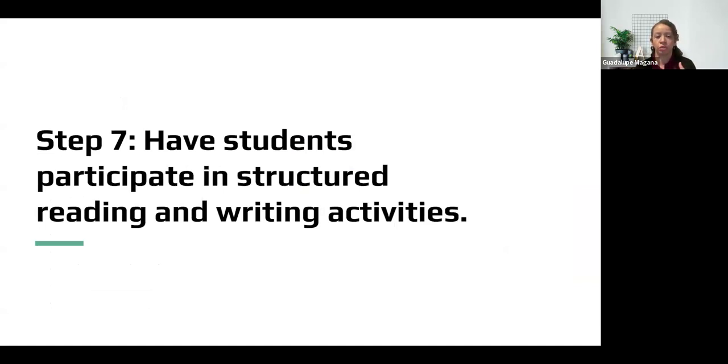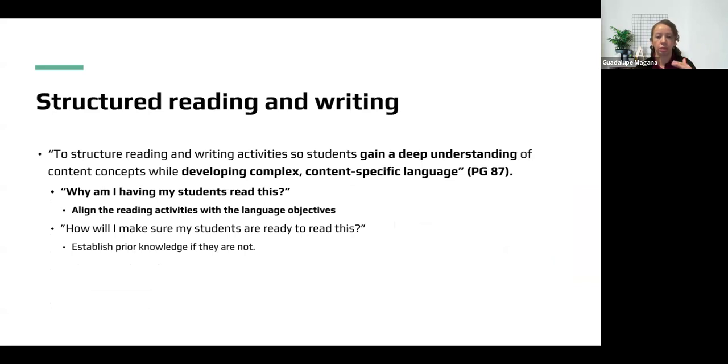step 7. All of those steps guide us to how we do the structure for reading and writing. How do we get our students to write and read at the level we want them to? This is a big one. The biggest takeaway is that structured reading and writing activities help students gain deep understanding of content concepts while developing complex and content-specific language.